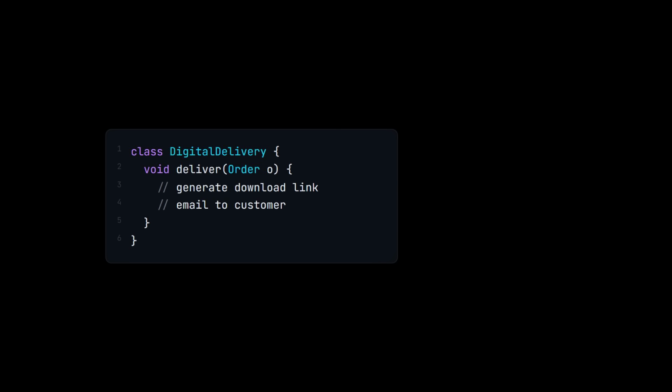Now, when our digital order requirement comes in, easy. We create a digital delivery class with a single method, deliver. It generates a download link and emails it to the customer. No ship method, no track method, no exceptions to throw, no parent class to restructure. We just created a new class.